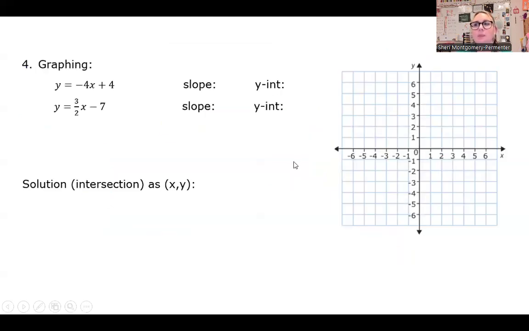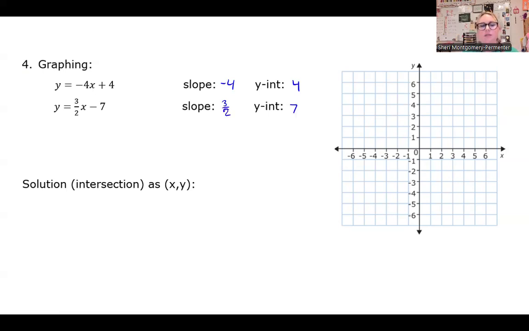Moving on. This next question, it is graphing. And guess what? Your equations are going to be set up to graph. They're already going to be in y equals form. So all we got to do is graph them. The slope and the y-intercept. So they're in that order. The slope is -4. The y-intercept is 4. The slope is 3/2, and the y-intercept is -7.